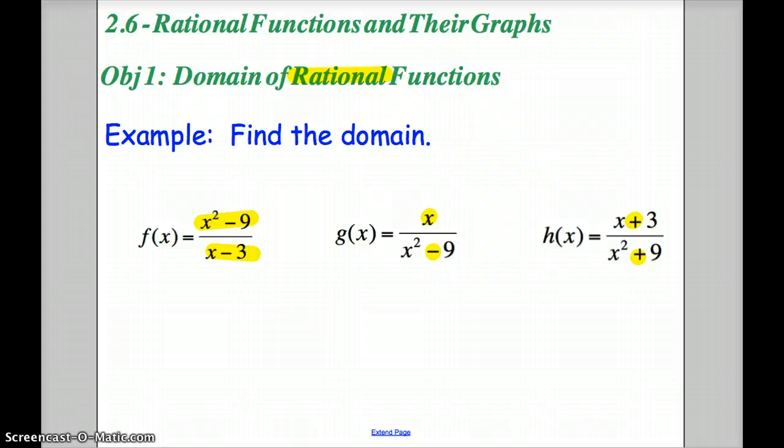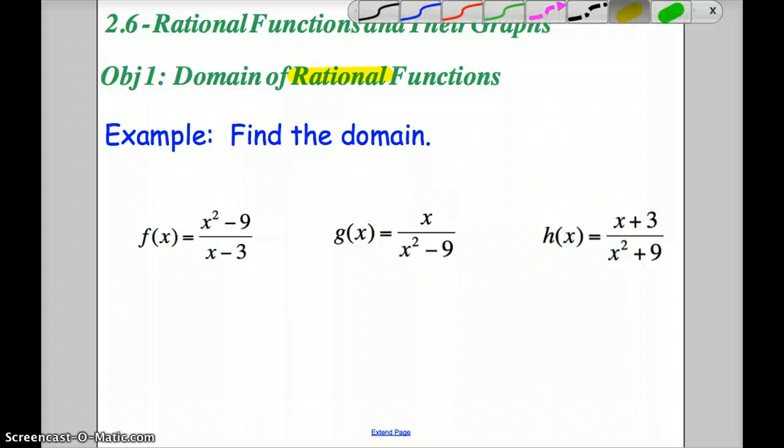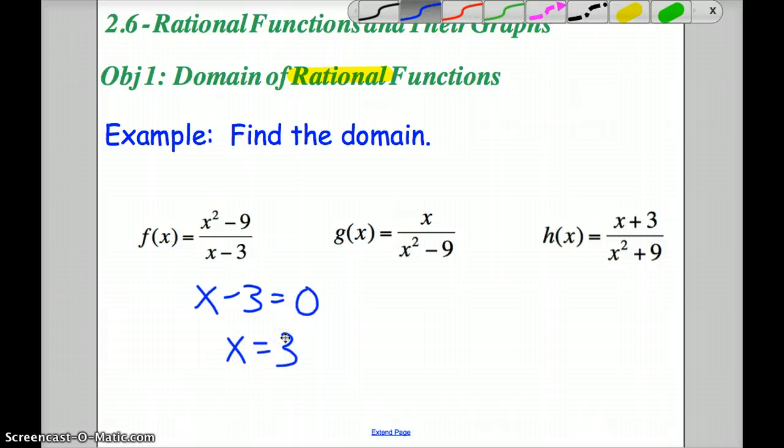Now the question is asking me, find the domain. There's something interesting with rational functions, and that is the domain has restrictions. We're going to be looking at those restrictions and why they happen. Remember, the one thing in the world that you cannot divide by is 0. So when we're looking at restrictions in the domain, we ask ourselves, when is the denominator 0? In this case, when is x minus 3 zero? The answer is when x is 3. So the restriction on the domain for f of x is that x cannot be 3.